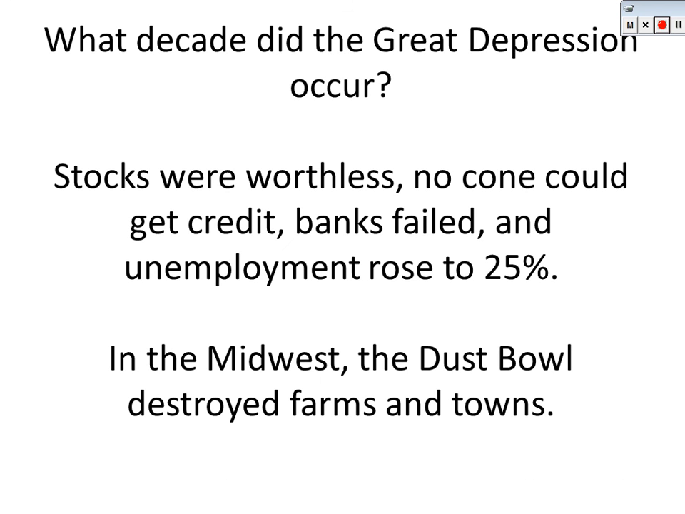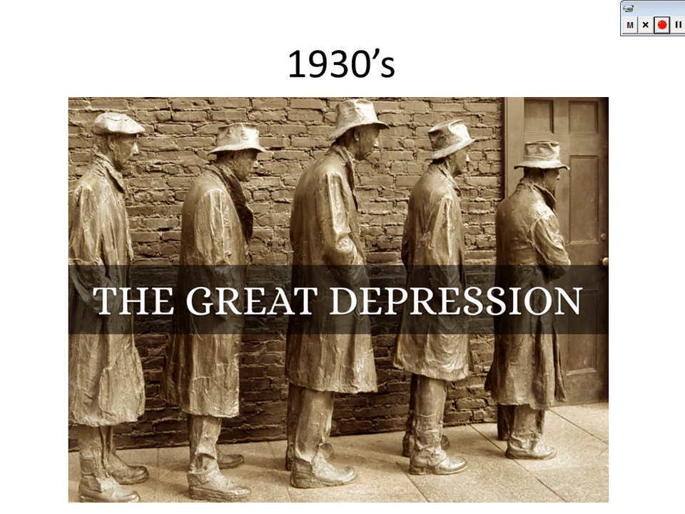What decade did the Great Depression occur? Stocks were worthless. No one could get credit. Banks failed and unemployment rose to 25%. In the Midwest, the Dust Bowl destroyed farms and homes, but FDR came about and said, "There's nothing to fear but fear itself." And he institutes the New Deal. Good job. It's the 1930s.